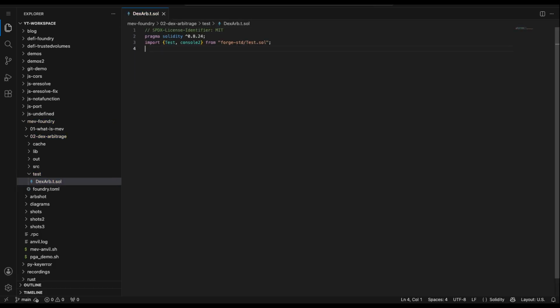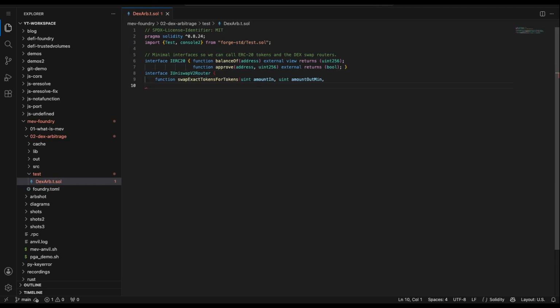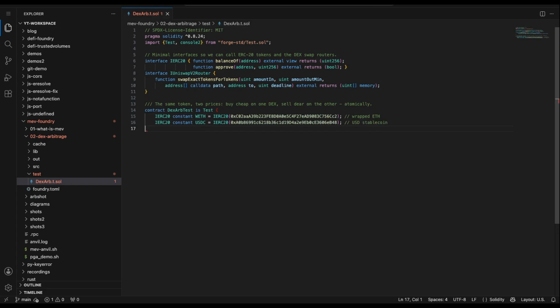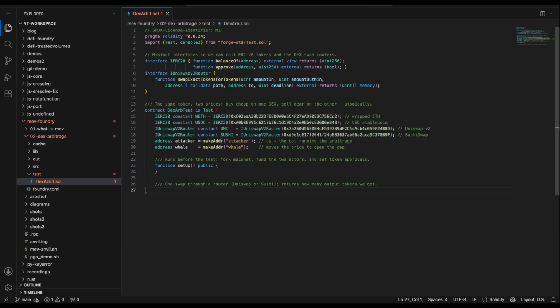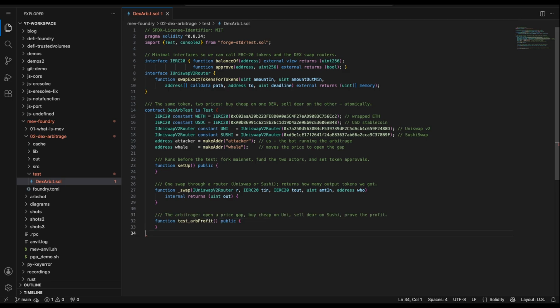We start with the skeleton, just the shape, no logic yet. Two interfaces so we can talk to ERC20 tokens and to the swap routers. The token and router addresses straight from mainnet. Two players, an attacker, that's us, and a whale who will move the price, and three empty functions: setup, a swap helper, and the test itself. Now we fill them in one at a time.